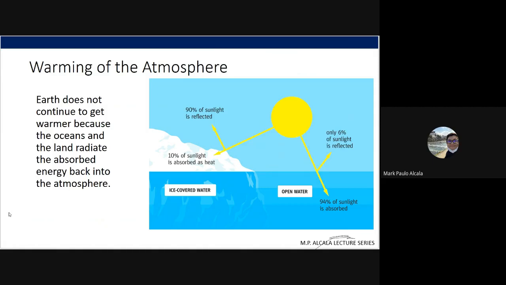This is one reason also that the temperature in cities is higher than that of the rural side, the countryside. Built up areas absorb energy, that's why it's hot.